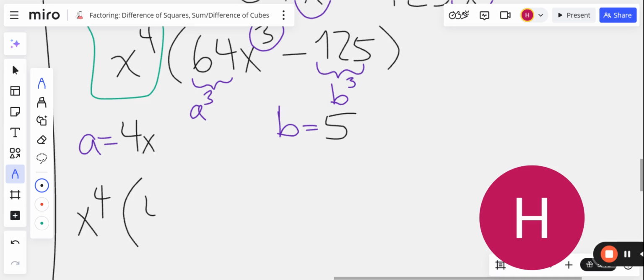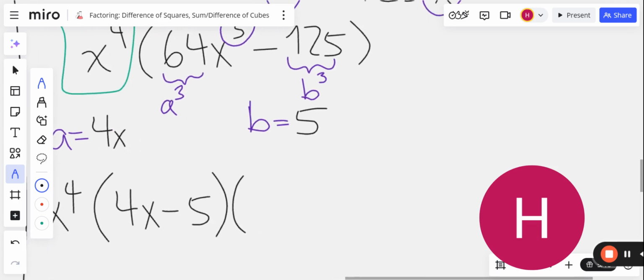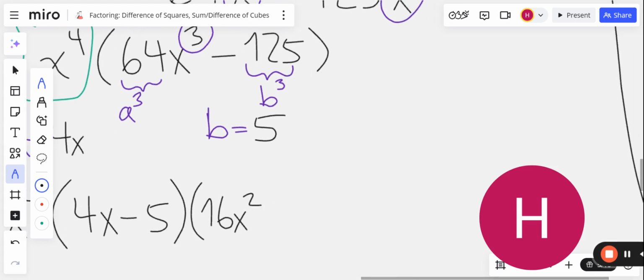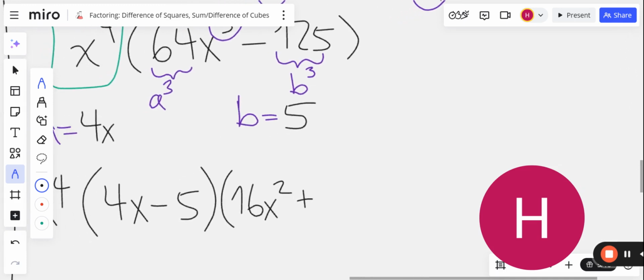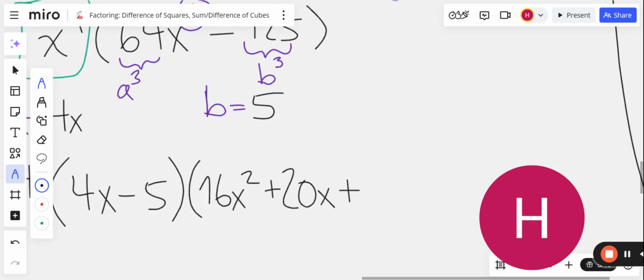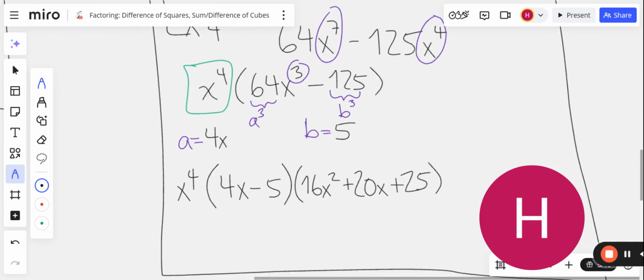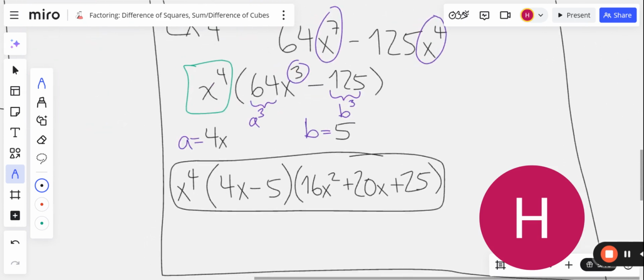Okay, let's do a minus b because it's a difference of cubes. So 4x minus 5 times a squared, which is going to be 16. That's 4 times 4. X squared, that's x times x. Plus a times b. Remember, SOAP. Same sign, opposite sign. This is going to be 20x. That's 4x times 5. And then always positive, b squared. 5 times 5. 25. Okay, so this is the full factorization.